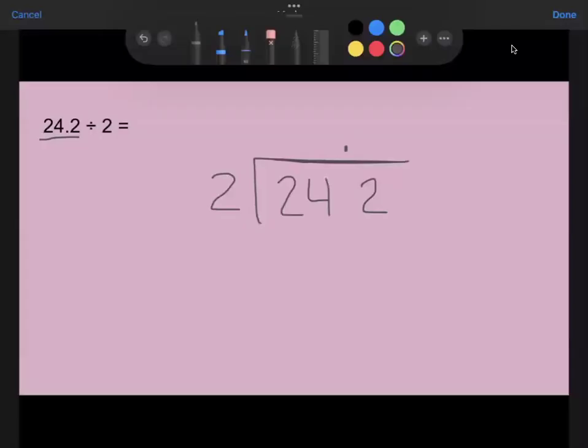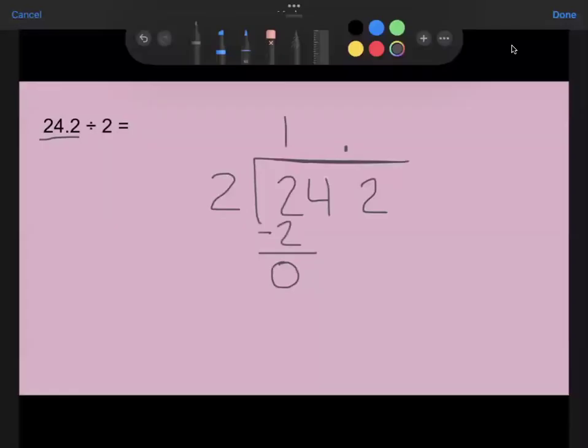So 2 fits into 2 one time. So I'll put a 1 up here. 1 times 2 is 2. And when I subtract that, I get 0 left over. So in case you're curious, I'm following the steps of the standard algorithm for long division: divide, multiply, subtract, and bring down. If that's something that is unfamiliar to you or you need a little bit extra practice with, check out some of my previous videos I've done on dividing bigger numbers like this.